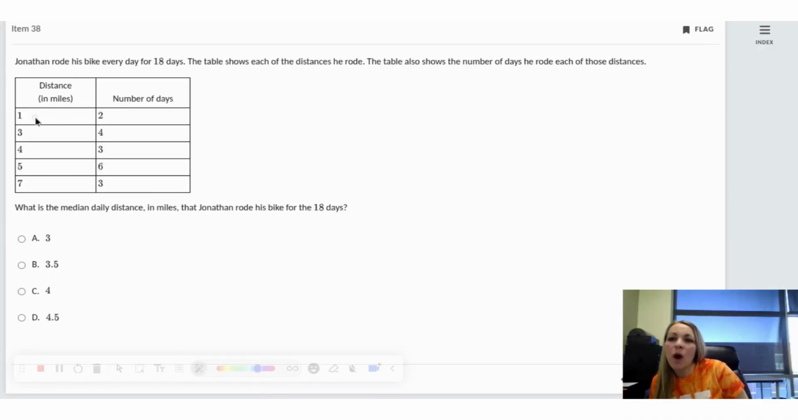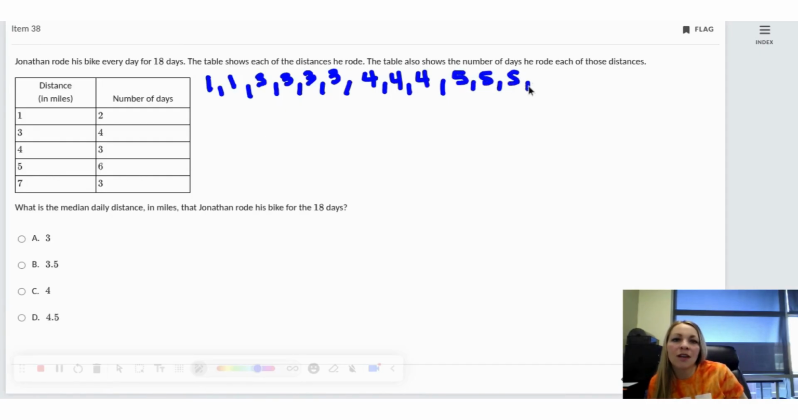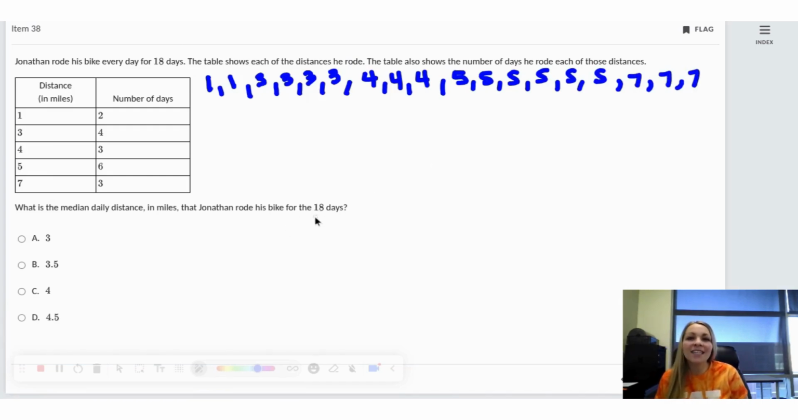We know that he went 1 mile 2 days, so I'm going to do 1 mile, 1 mile. He went 3 miles 4 days, so 3, 3, 3, 3. That's 4 times. He did 4 miles 3 times, so 1, 2, 3 of those. He did 5 miles 6 times. 1, 2, 3, 4, 5, 6. And he did 7 miles 3 times. 1, 2, 3.